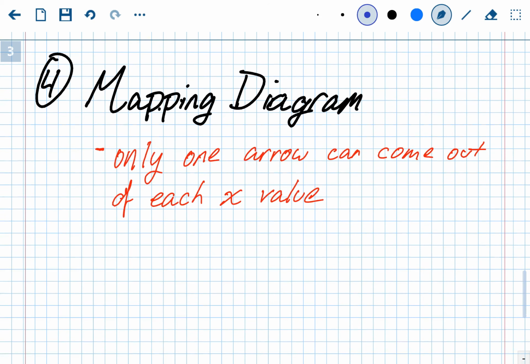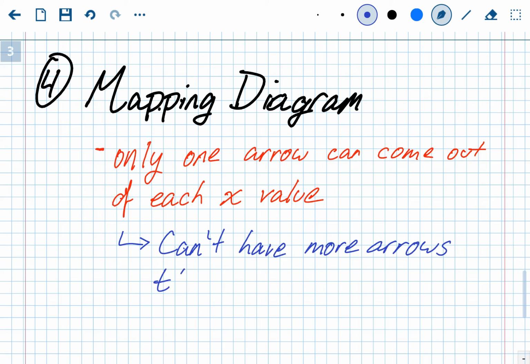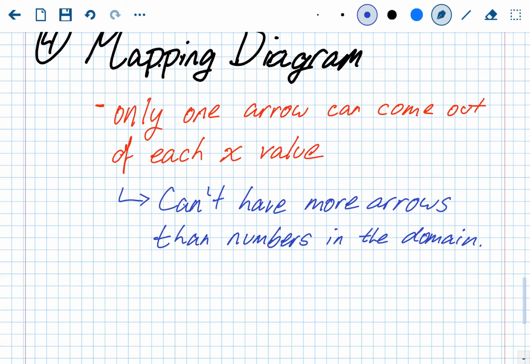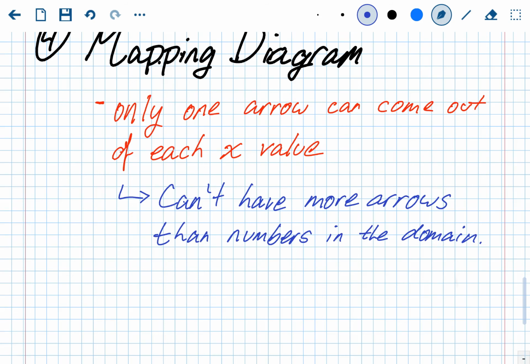Or kind of the opposite of that is that you can't have more arrows than numbers in the domain. Okay. So if you have two numbers in your domain, but there's three arrows, remember the domain is the first circle. The X is the inputs, the domain, all the same. If you have two numbers in there, but there's four arrows, it's not going to be a function.